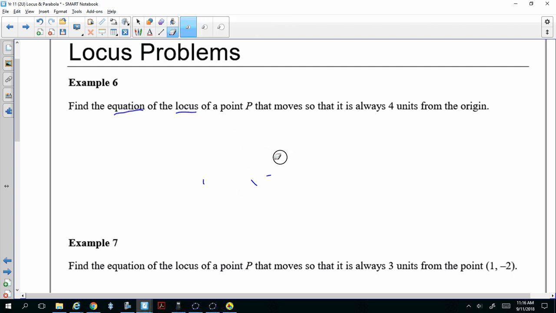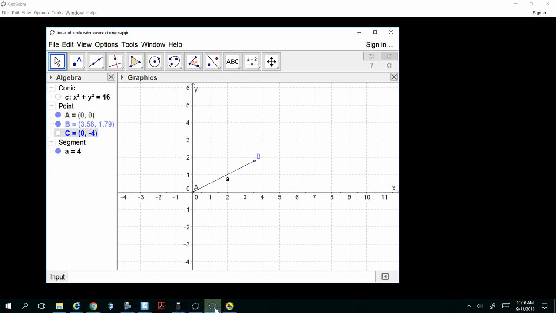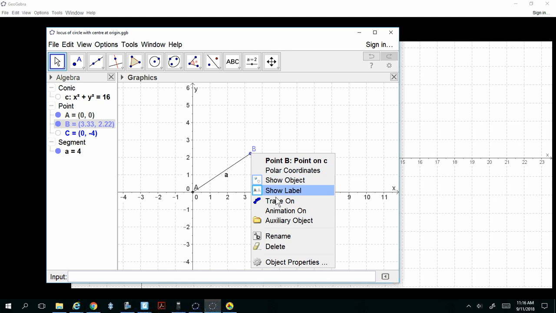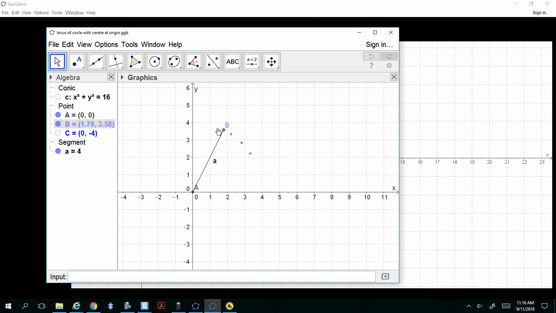Okay, so what's a locus? Have a look. The locus of a point P, which moves so that it is always 4 units from the origin. I'm going to show you an animation. Watch this. So this point is always 4 units away from 0. Now, as I move B, guess what will happen? So let's put trace on. Can you see it traces out a circle if the distance is always 4?